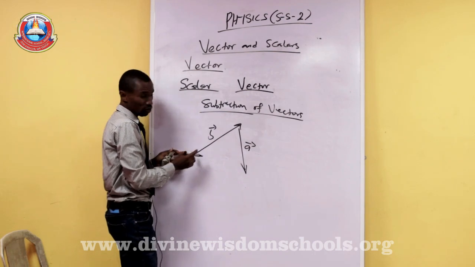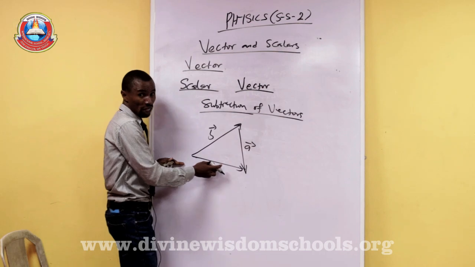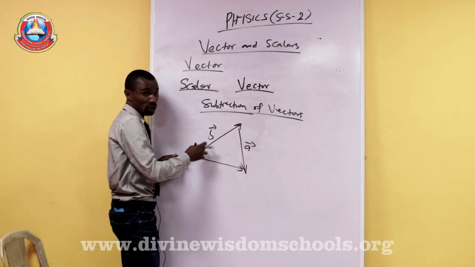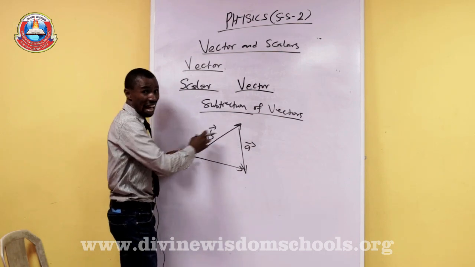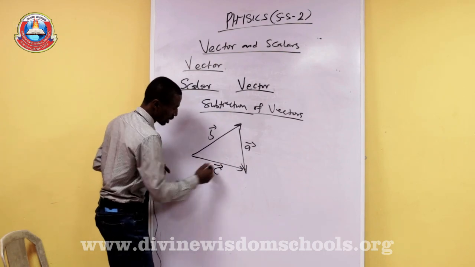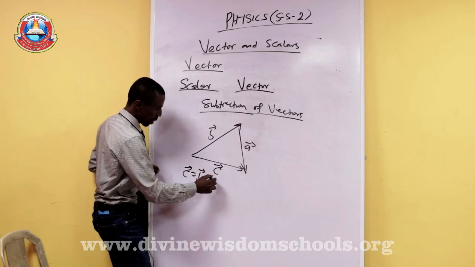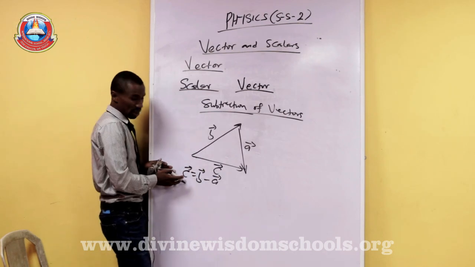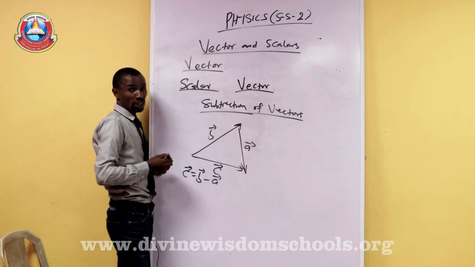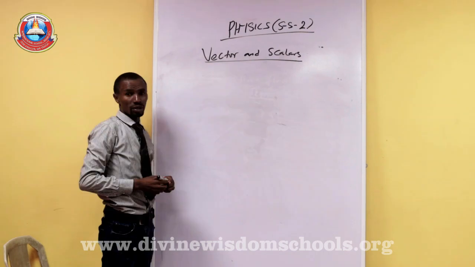So to find the difference between these two vectors, we add another single vector which has the same effect in magnitude and direction as these two vectors acting together, which is the resultant vector. So we have C. So C is given as B minus A. So this is the difference between these two vectors on the ground that they act in opposite directions.